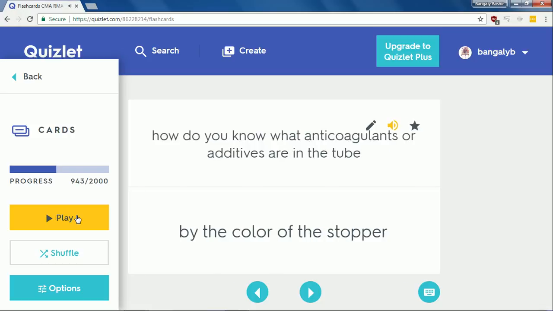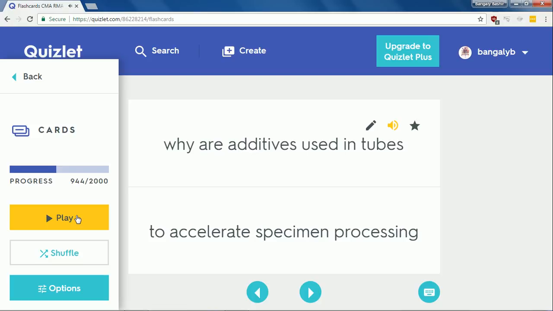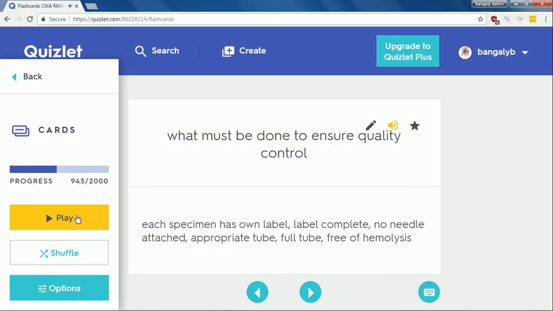How do you know what anticoagulants or additives are in the tube? By the color of the stopper. Why are additives used in tubes? To accelerate specimen processing. What must be done to ensure quality control? Each specimen has own label complete, no needle attached, appropriate tube, full tube, free of hemolysis.